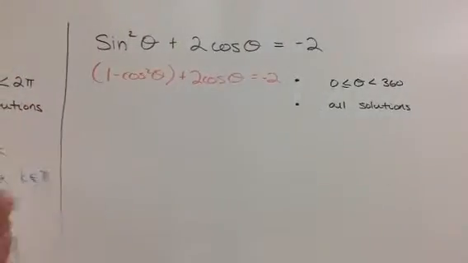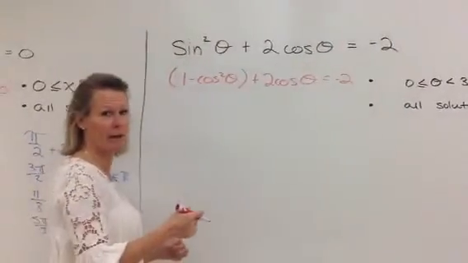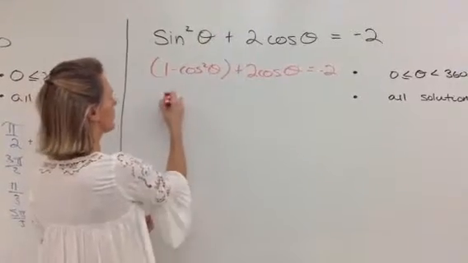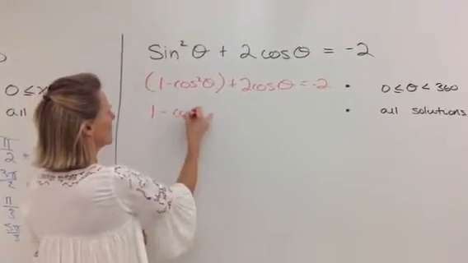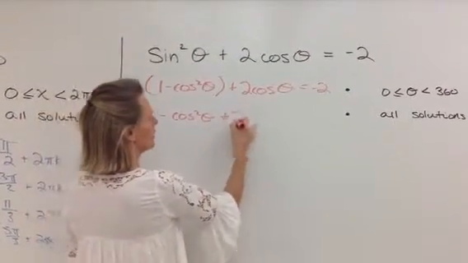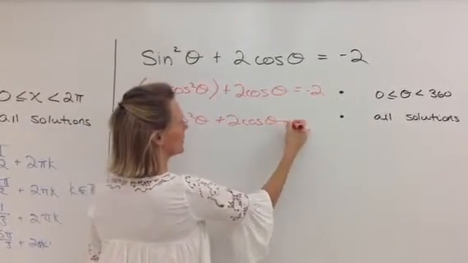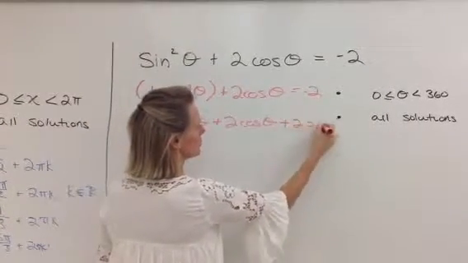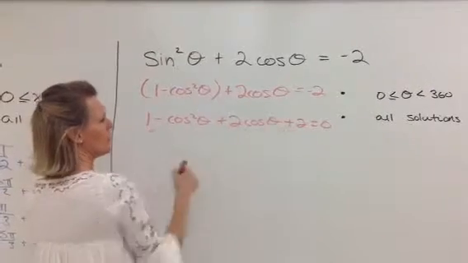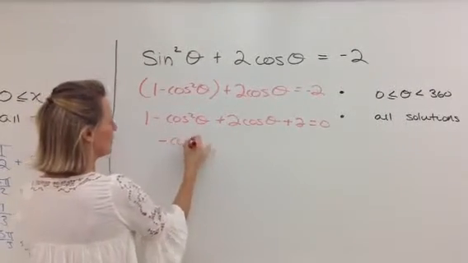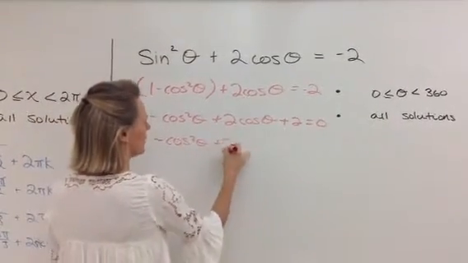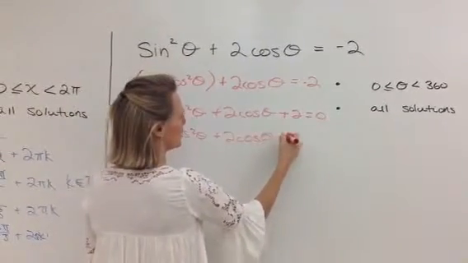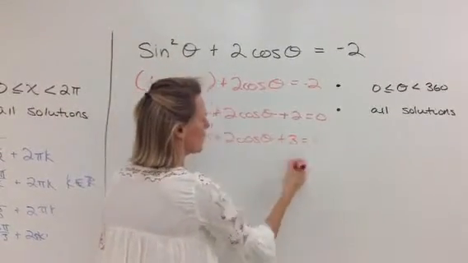So now I have all cosines, so I can go ahead and factor. I can move the -2 over. I'm going to get 1 minus cosine squared of theta plus 2 cosine of theta plus 2 equals 0. I can combine the 1 and the 2, so I get negative cosine squared of theta plus 2 cosine of theta plus 3 equals 0.